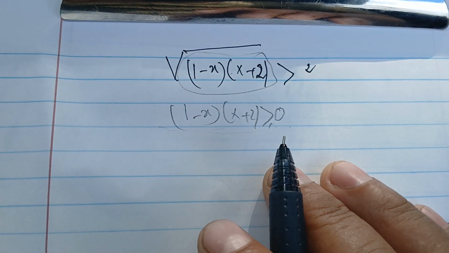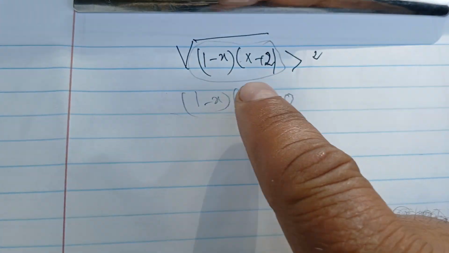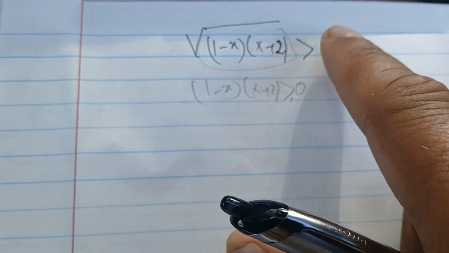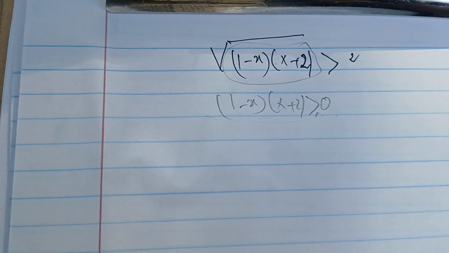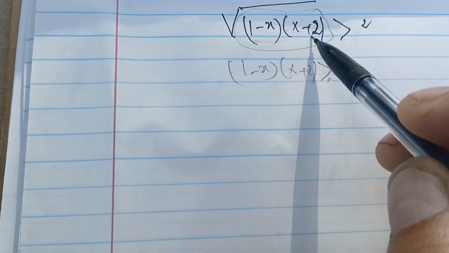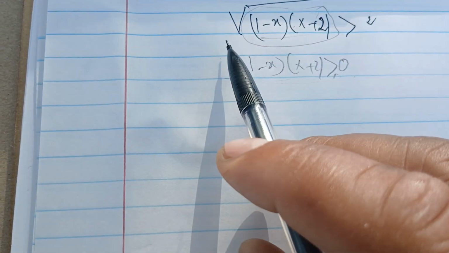Assume for now that we want to solve the following inequality. It's given by the square root of (1 minus x) times (x plus 2) is strictly greater than 2. So we want to find first the domain of definition for this one. We think of this one as a function. We want to find where this one is defined.